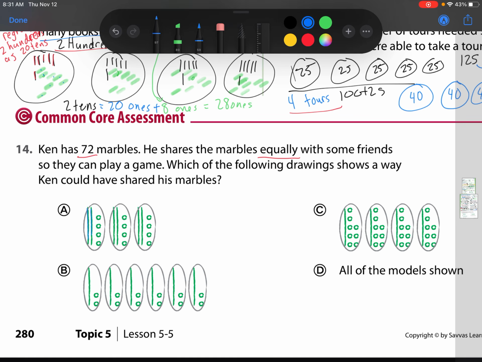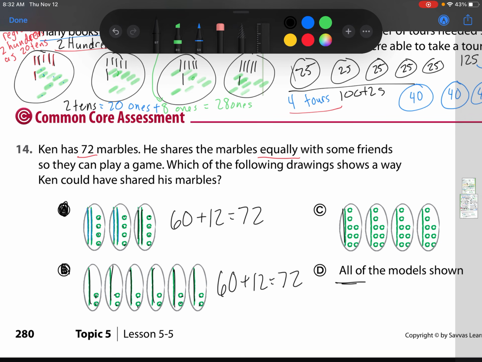So let's check. 10, 20, 30, 40, 50, 60, plus how many ones? 1, 2, 3, 4, 5, 6, 7, 8, 9, 10, 11, 12. And what does that equal? That equals 72. So A could be right, but let's check the others because it says all of these. So let's check. 10, 20, 30, 40, 50, 60, plus what? 1, 2, 3, 4, 5, 6, 7, 8, 9, 10, 11, 12. Which must also equal 72. So B is right. So most likely D is going to be our answer, but let's check C just to check.